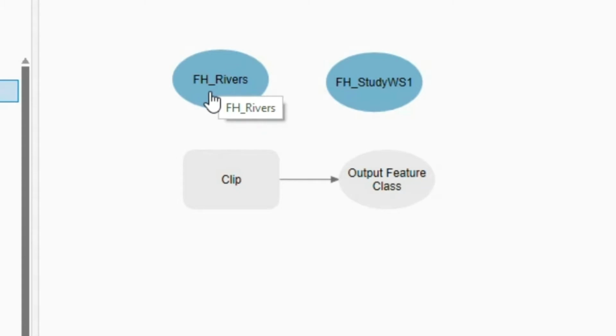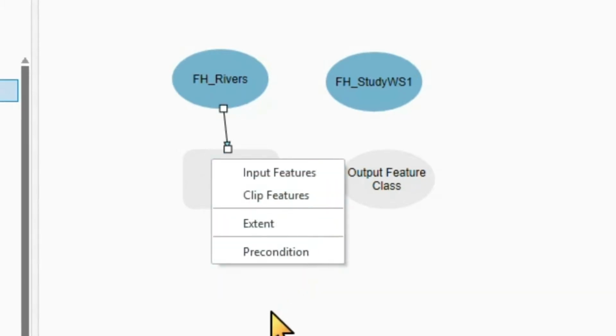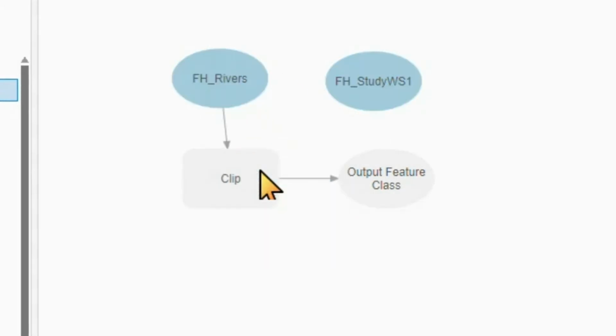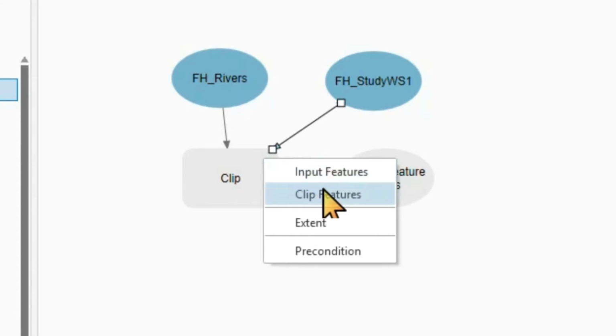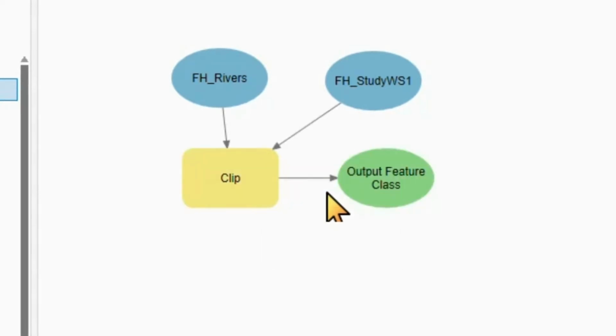So all we need to do is simply make a connection by dragging our cursor over and let go. And now the Model Builder wants to know, well, is this an input feature or is it a clip feature? Of course, a very important part. So in our case, this is our input feature. So I simply select that. And now I'm doing the same thing with my study area polygon, and this is my clip feature. I'm using this to clip things out.